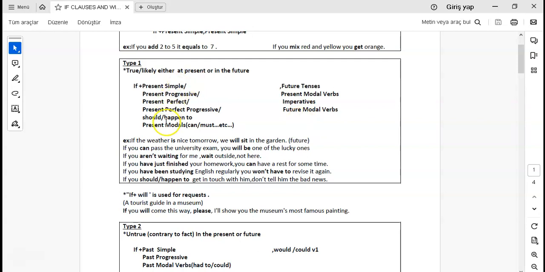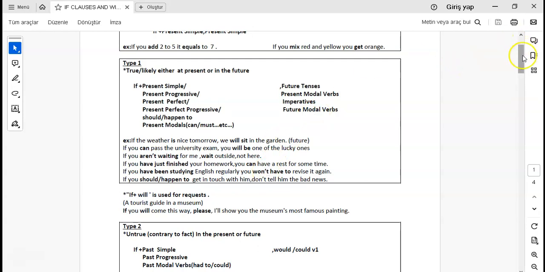Let's see the examples of them. For example, we have is, the present simple usage. We have can, the present modals. We have aren't waiting, the present progressive. We have just finished, that's the present perfect, and have been studying, the present perfect progressive, or should or happen to, that's the present simple usage. And what about the future tenses? Let's see. We can use will and we can use going to, as I have mentioned earlier, or we can use will be verb ing or will have verb 3. And we can use present modal verbs like, for example, can, you can have a rest for some time. We can use the imperatives, for example, you can say don't tell him or wait outside. And future modal verbs, we can use will have to, as in the example of won't have to, or will be able to.